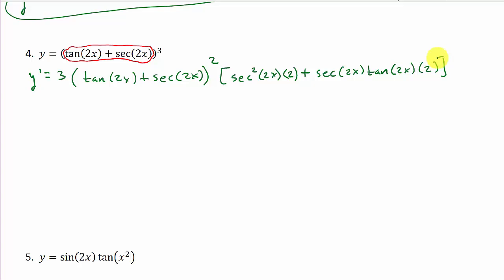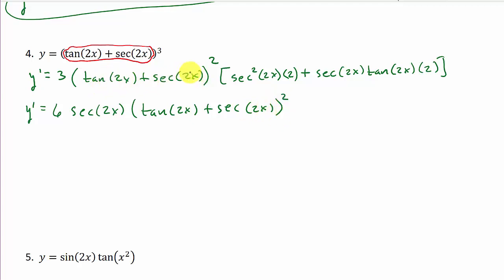So let's see what we can do with this. We can factor a secant out, you see that, and we can factor the 2 out, so let's do that. So I get y prime, and if I factor the 2 out, that's going to make this a 6, and then let's factor out a secant, so that's going to be secant 2x, times, and then I've got this tangent 2x plus secant 2x squared.